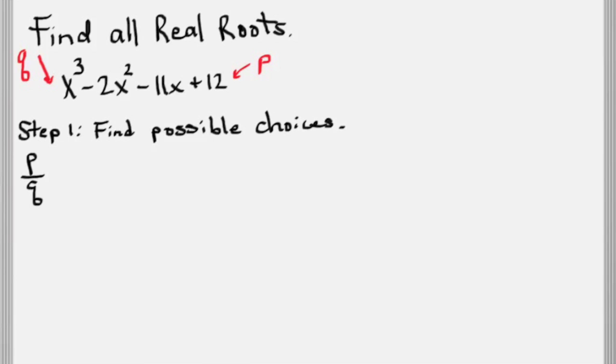And so the possibilities, because Q is 1, I'm really not going to worry about Q.